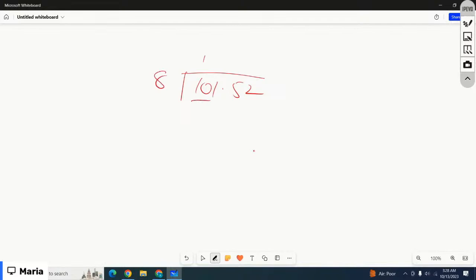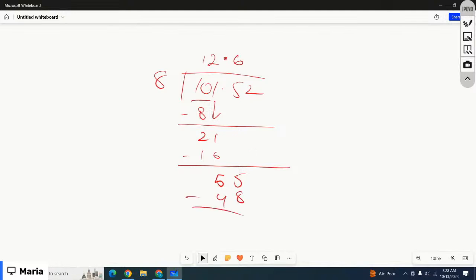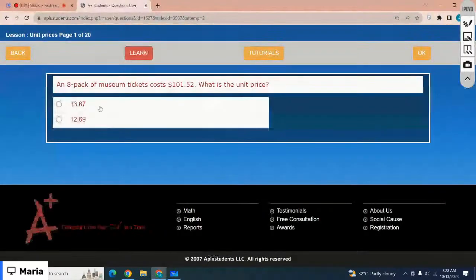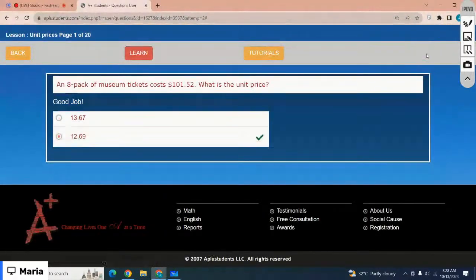101.52 divided by 8. Okay, 8 times 1 is 8. 10 take away 8 is 2. Bring 1 down. 8 times 2 is 16. 21 minus 16 is 5. You have a decimal point, so you need to put the decimal point here. Bring 5 down. Now 8 times 6 is 48, 8 times 7 is 56. You can go for 6. You can use a calculator, right? I can also use it, but it's okay. 52 minus 48 is 4. Bring 2 down. 8 times 9 is 72. That means the price of one ticket is 12.69. Got it? The unit means 1, right? So 12.69 is the cost of one ticket.